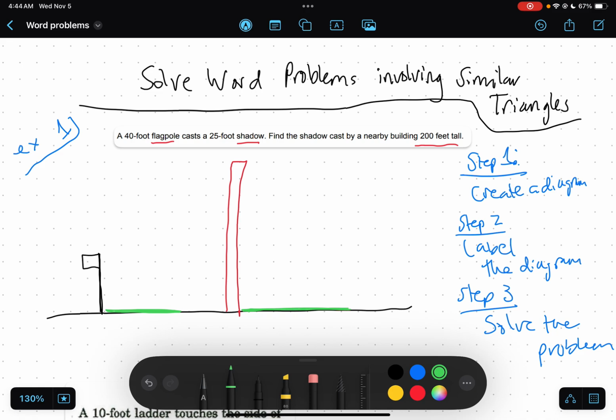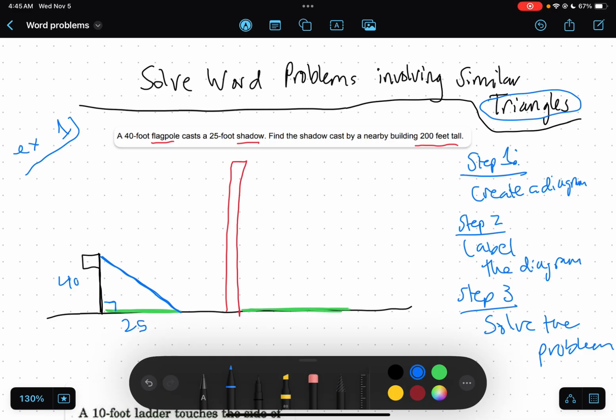So you're just trying to kind of draw the situation, and then we're going to label it and try to turn it into triangles. In this case, all our problems are going to be involving similar triangles. So we want to make triangles in our diagram. The flagpole is 40 feet tall, and the shadow is 25 feet long. And I can see a nice little right triangle here if I just imagine connecting that line. So here's my right triangle.